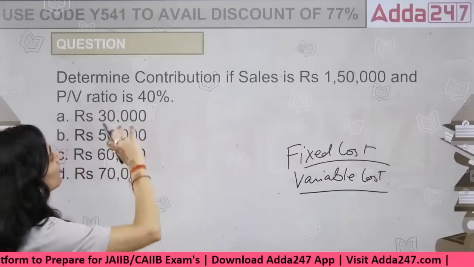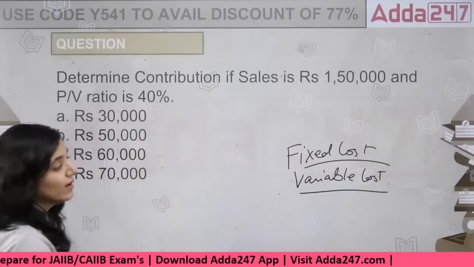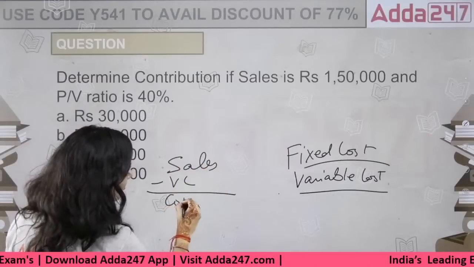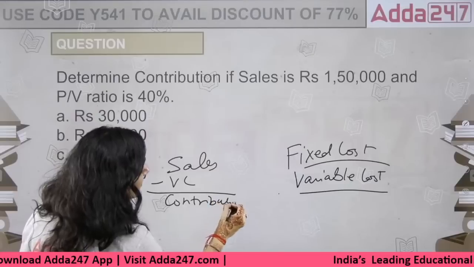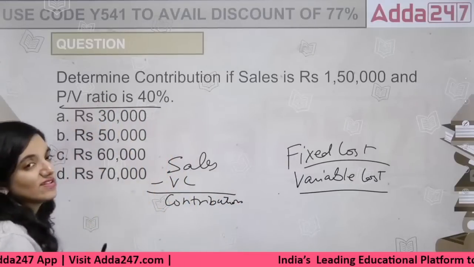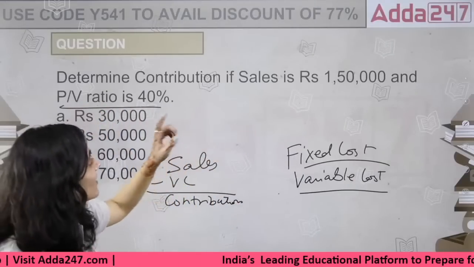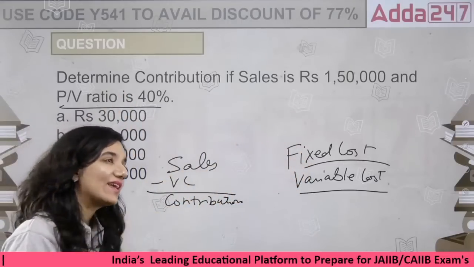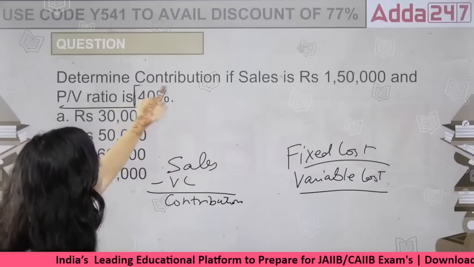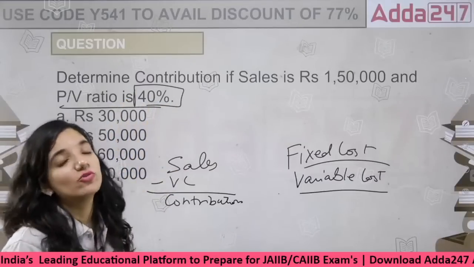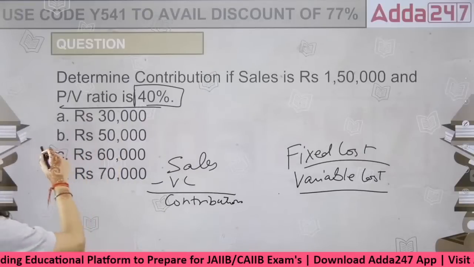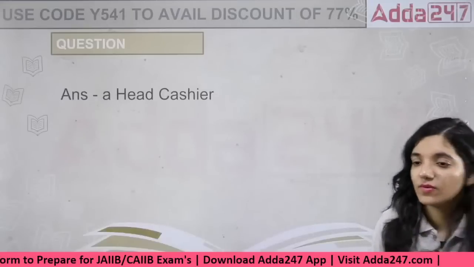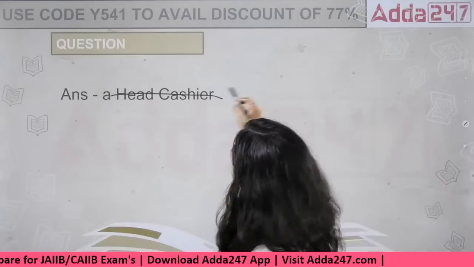To get this value, this is contribution upon sales in terms of percentage. It is sales minus variable cost. It gives us contribution. When we talk about the PV ratio, this is contribution divided by sales. So that means if our sales is 1,50,000 and you are looking for whatever we are getting as a contribution, that is technically 40% of it. All you need to do in this question is 1,50,000 into 40%. The correct answer will come out to be 60,000. Right? The value is 60,000.